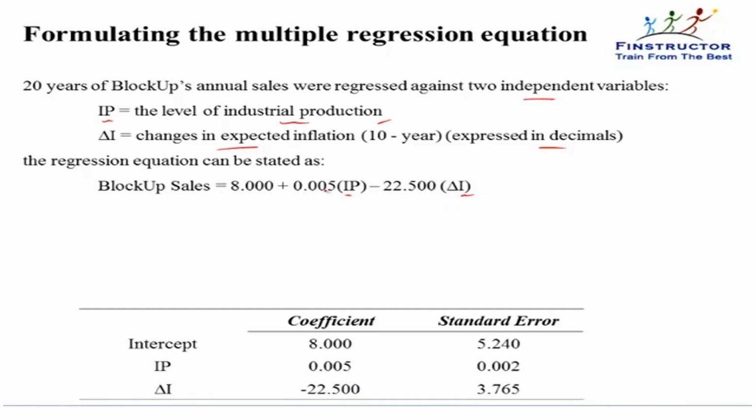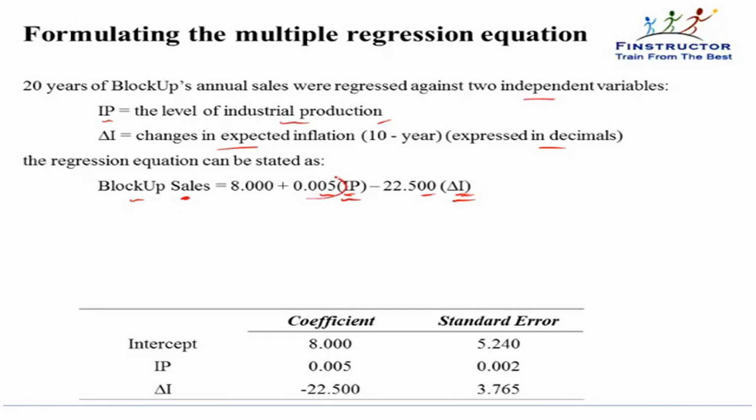So how would we have derived these coefficients? We know it is the same last 20 years. I know the actual sales, I know the actual industrial production, and I know the actual change in inflation. And I would apply the ordinary least squares method again to find out to what extent the sales are linked to industrial production and to what extent they are linked to the change in inflation.